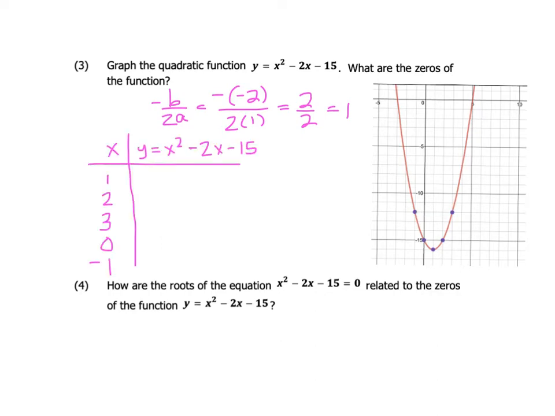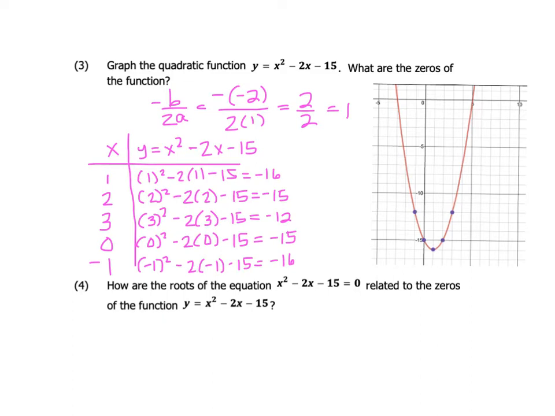Now for my table of values, I started with my vertex value of 1. I picked 2 values after it and 2 values before it, and that's going to give me a great table of values. So let's take a moment here and figure out our y values. Okay, there's our table of values.